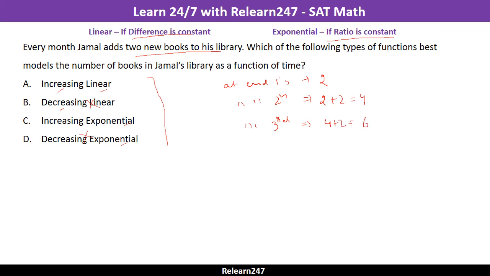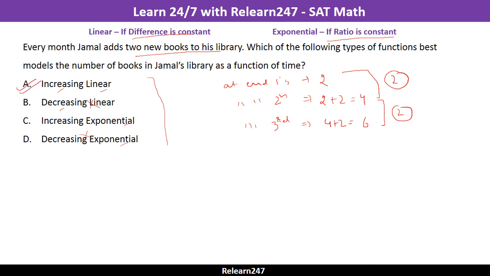So 6 books. What we notice is that the difference between 4 and 2 is 2, and the difference between 6 and 4 is 2. So the difference here is constant, right? So what we can infer is that it is a linear relationship. So option A is the correct answer here.